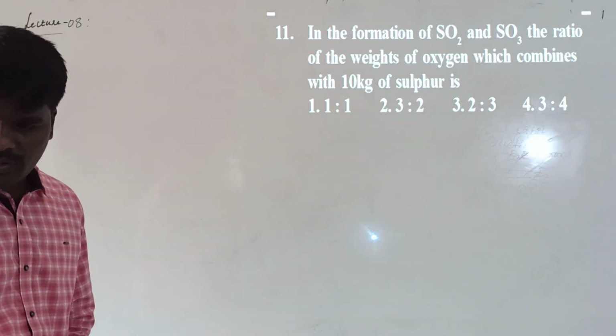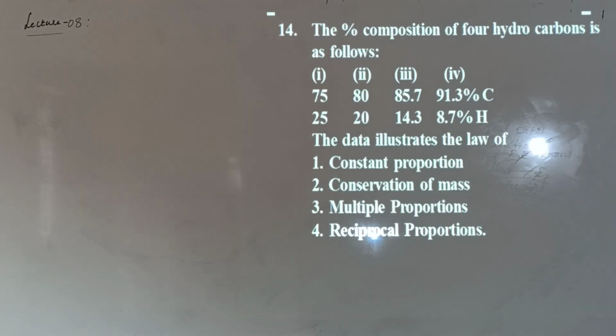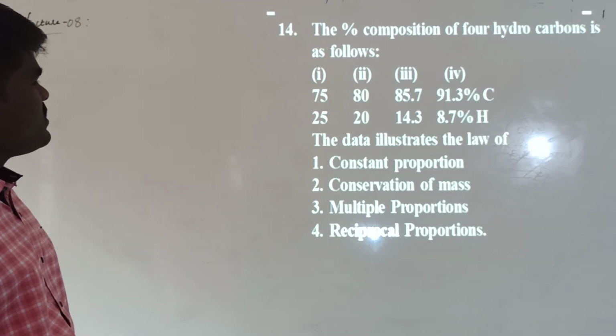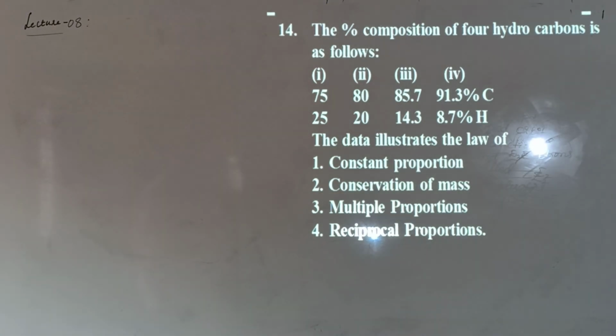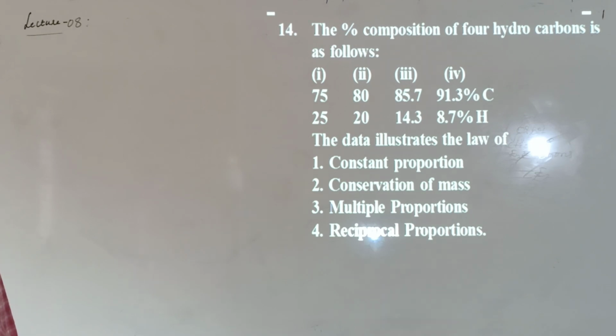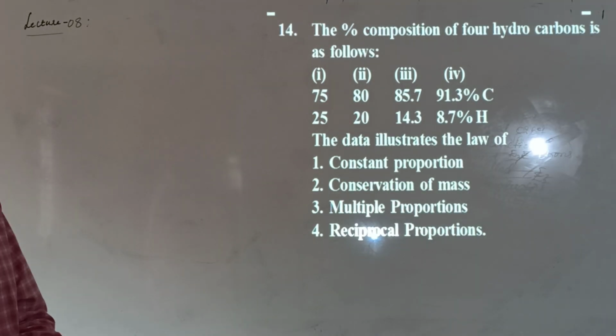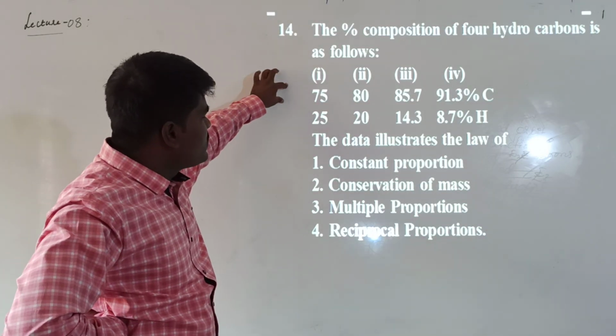Right? Let us do the next question. The percent composition of 4 hydrocarbons is as follows. He has given the percentage composition of carbon and hydrogen. A hydrocarbon means a compound formed purely by carbon and hydrogen. This is the percentage composition of carbon.